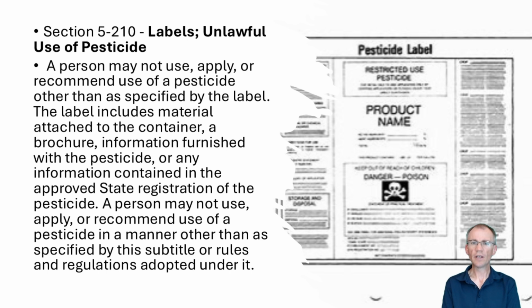Section 5-210 Labels Unlawful Use of Pesticide. A person may not use, apply, or recommend use of a pesticide other than as specified by the label. The label includes material attached to the container, a brochure, information furnished with the pesticide, or any information contained in the approved state registration of the pesticide. A person may not use, apply, or recommend use of a pesticide in a manner other than as specified by this subtitle or rules and regulations adopted under it.